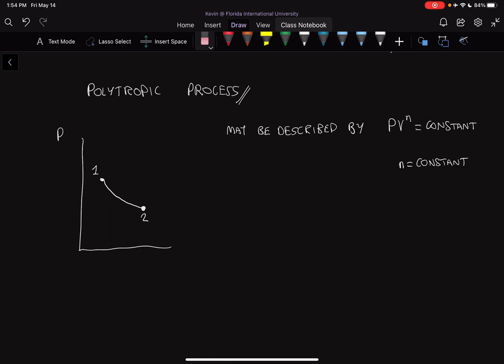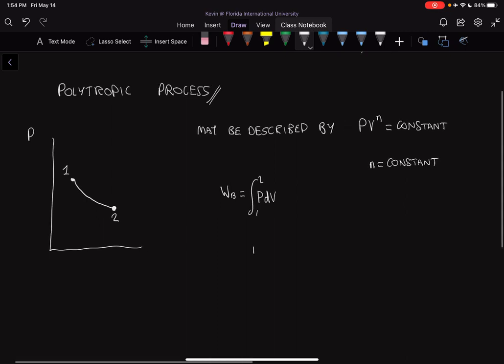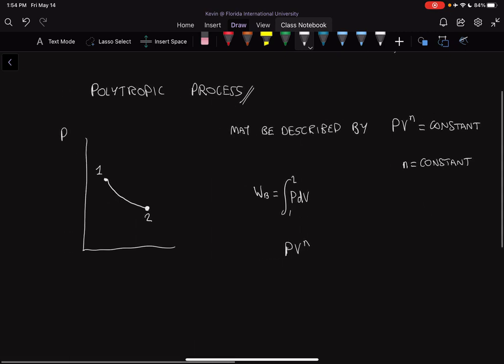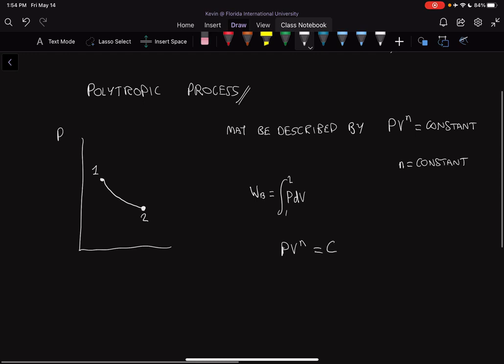Well, we know that work boundary is equal to the integral of P dV from 1 to 2. In our process, the work boundary is the area under the curve, which mathematically means that it's the integral of P dV from 1 to 2. So if we take our equation of PV to the n is equal to a constant, and I'll write the constant as C now, we can come up with a relation to substitute P in the top equation.